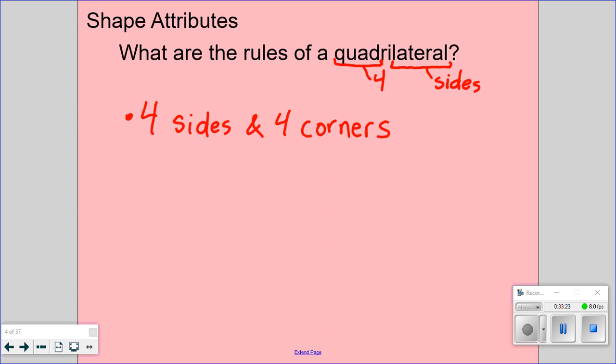Archer? It has to be closed. Has to be a closed shape. We can't have holes in it. Just like our triangle, we can't have holes. Any other rules? Marley? It has to have straight sides.